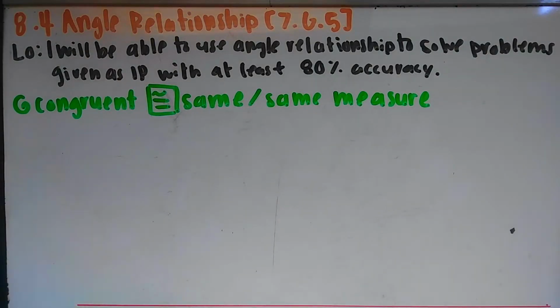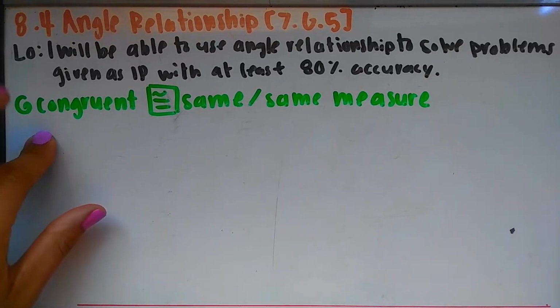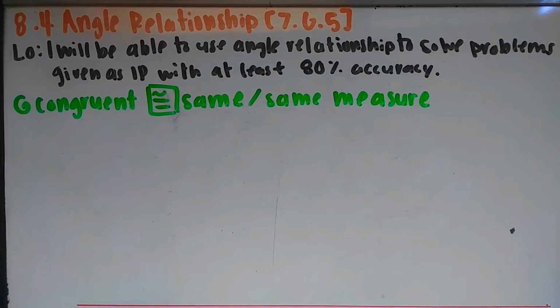Okay guys, so this is 8.4, the last lesson for the module, angle relationships. That's a standard for geometry, and then being able to solve problems given angles and finding the relationship with at least 80% accuracy given your independent practice. So this lesson is going to be a little different.